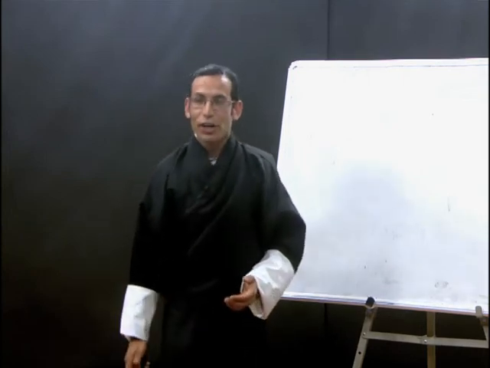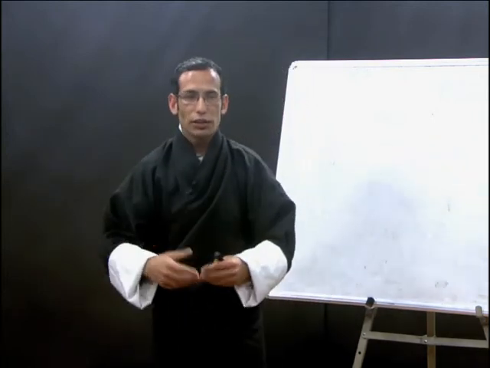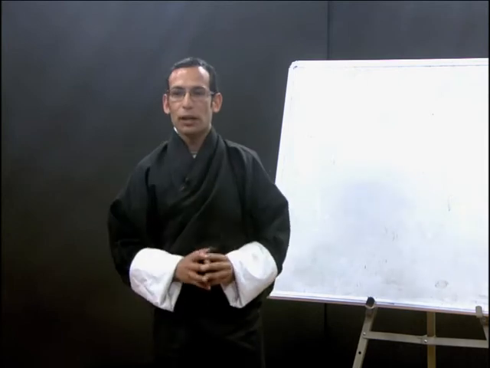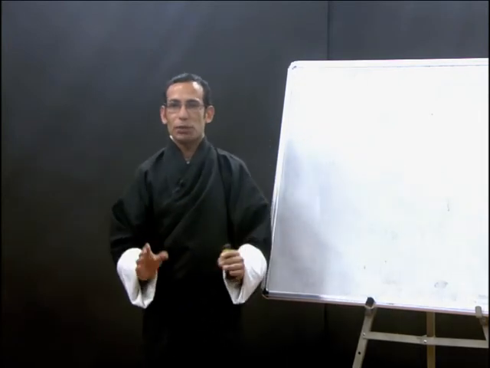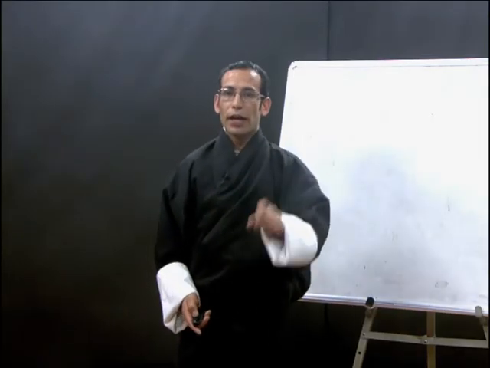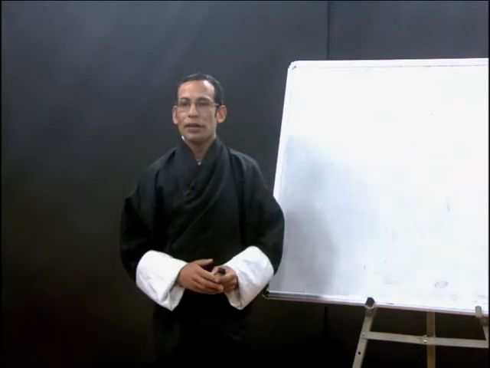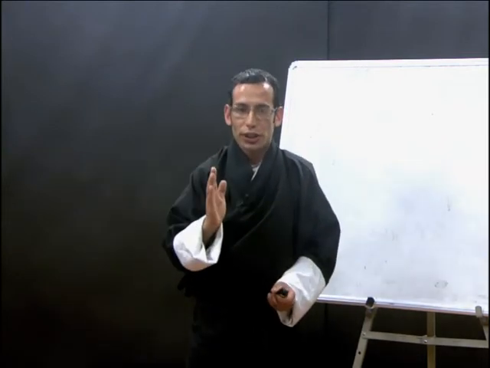But in urban areas, people are engaged in secondary and tertiary activities. Secondary here means manufacturing, where industries are. For tertiary activities in urban areas, you will see doctors, teachers, shopkeepers, businessmen. Secondary is basically focused on manufacturing, tertiary is the service sector. So in urban settlement, people are engaged in secondary and tertiary activities. Agricultural activity is not found there. And the basic difference, to be clear-cut: in rural settlement, people are mainly engaged in primary activities, but in urban settlement, people are mainly engaged in secondary and tertiary activities.